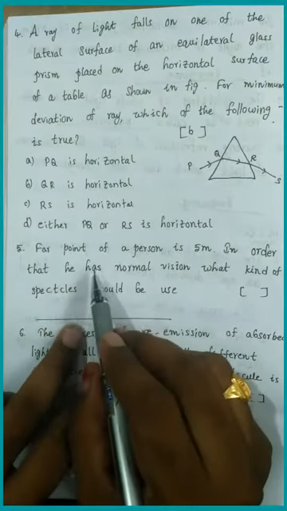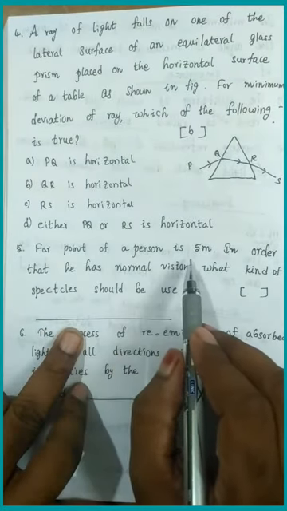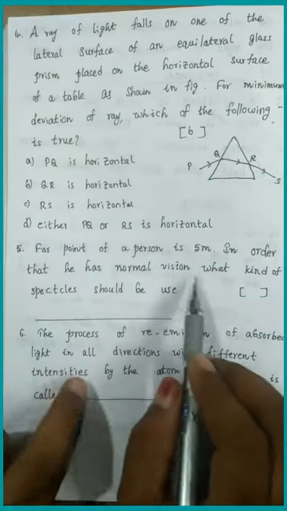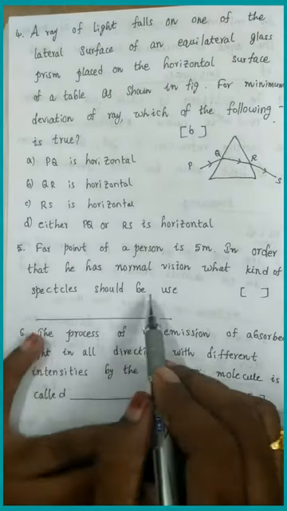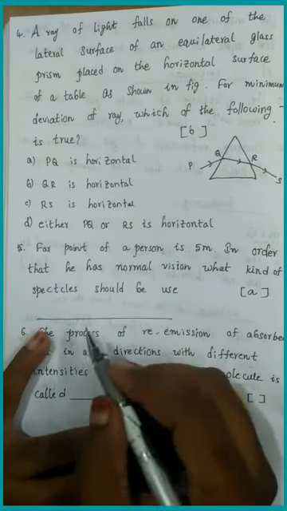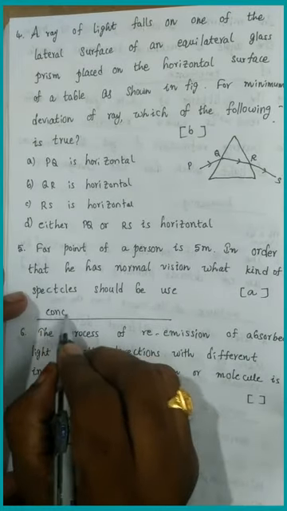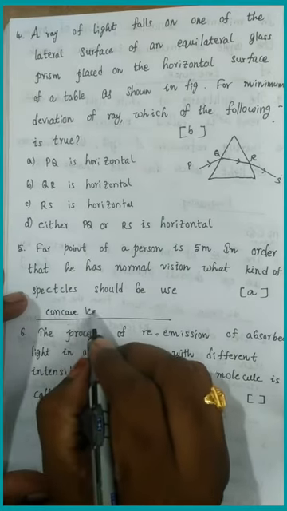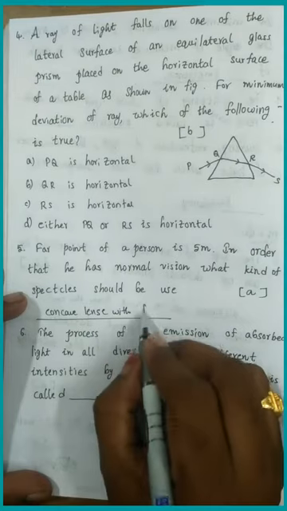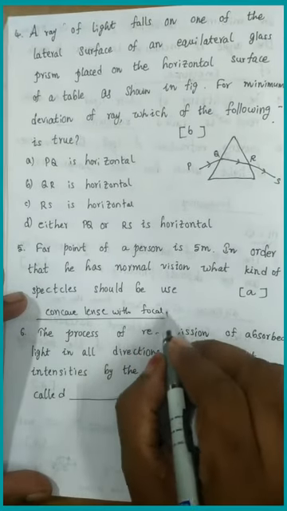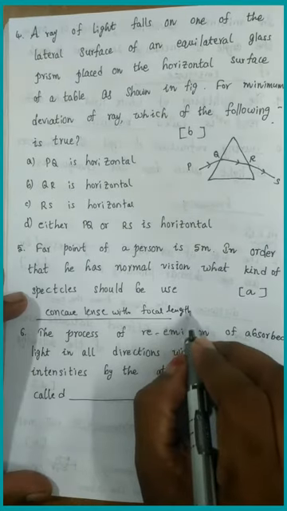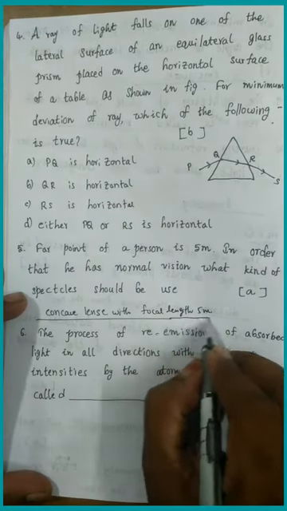Okay, the far point of a person is 5 meters. In order that he has normal vision, what kind of spectacles should be used? He has to use the concave lens with the same focal length. How much is given for us? 5 meters is given for us. That means we should take the same focal length.